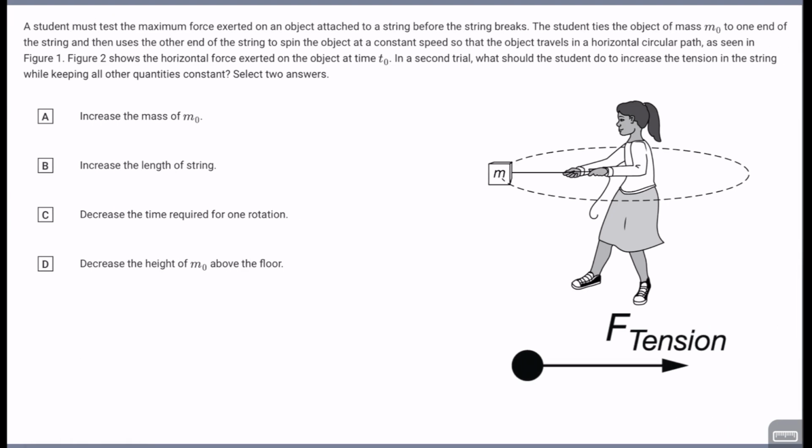Okay, a student must test the maximum force exerted on an object attached to a string before the string breaks. The student ties the object of mass m0 to one end of the string and then uses the other end of the string to spin the object at a constant speed so that the object travels in a horizontal circular path, as seen in figure 1. Figure 2 shows the horizontal force exerted on the object at time t0. In a second trial, what should a student do to increase the tension in the string while keeping all other quantities constant?